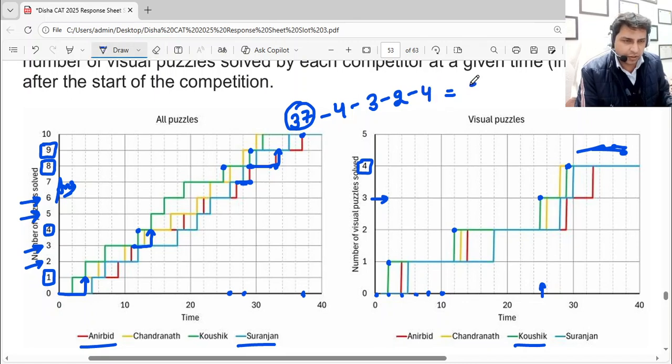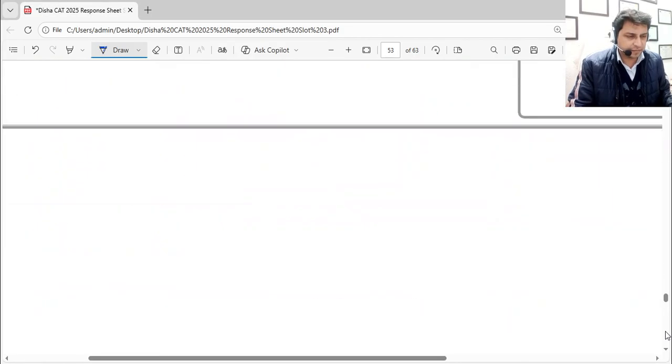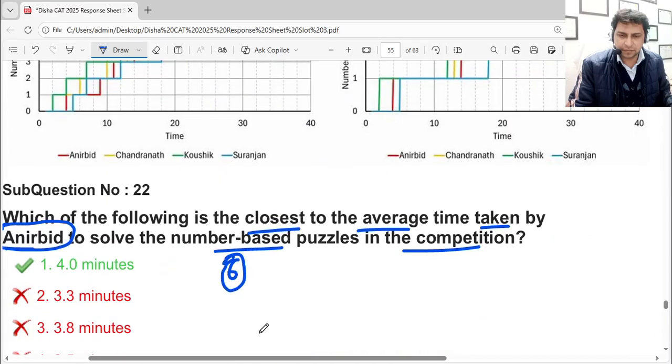So he got total time remaining 24. 6 puzzles, 6 into 4, 24. That means he took 4 minutes. So that is the answer here. He took 4 minutes.